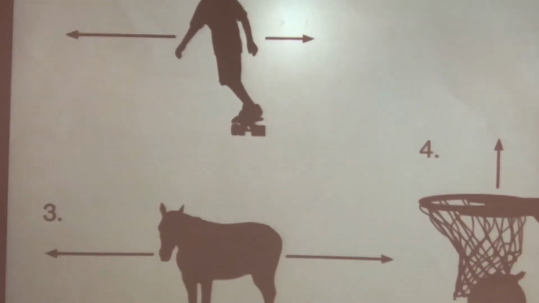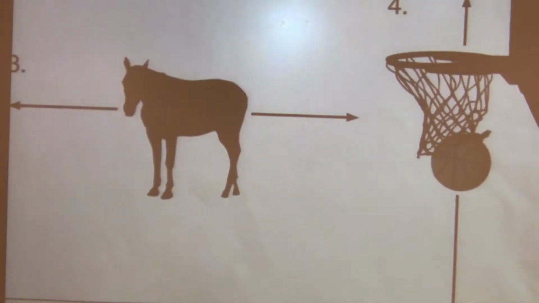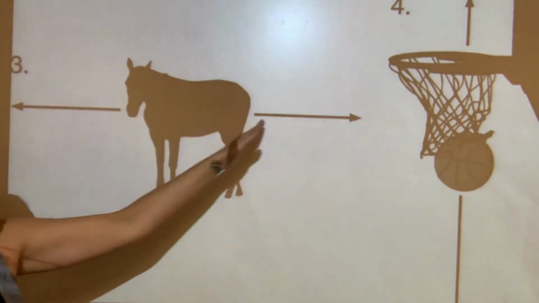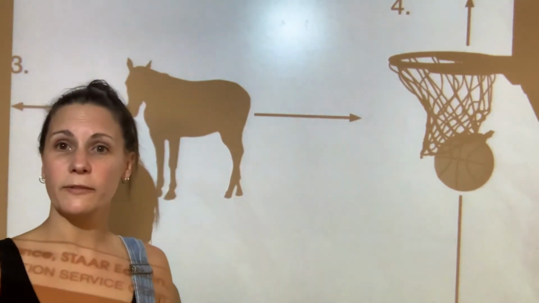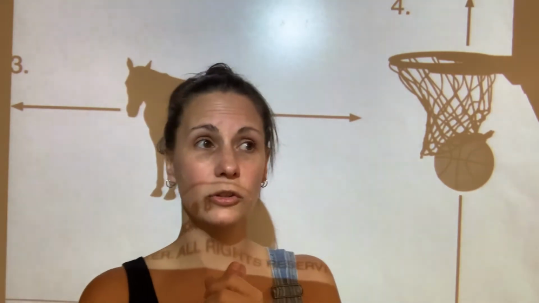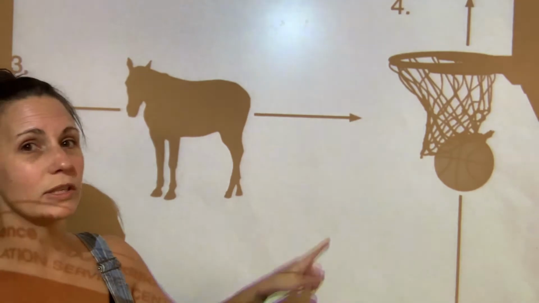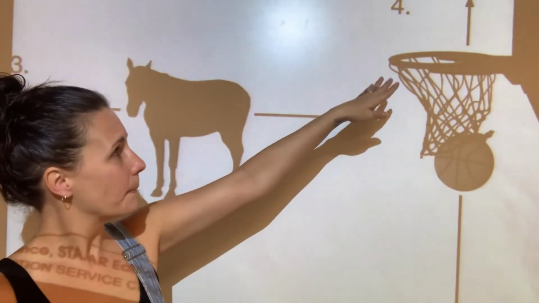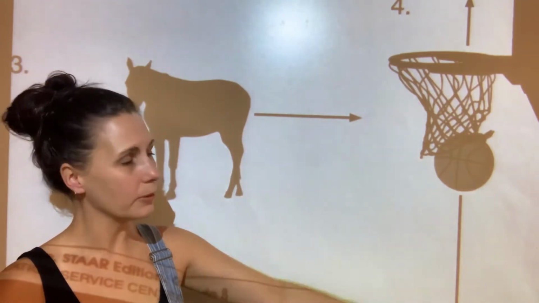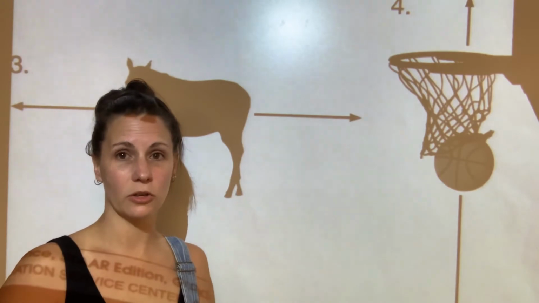Then, our last two pictures, we have a horse, and when you look at them, the arrows seem to be the same. So if the same amount is being pulled in both directions, then we can conclude that the horse isn't going to have any motion. He isn't going to move. And then our last one is the basketball. It's being pulled up and pulled down, but the force pulling down on the ball is actually greater than the force pulling up. So we know that the ball will continue to go downward.